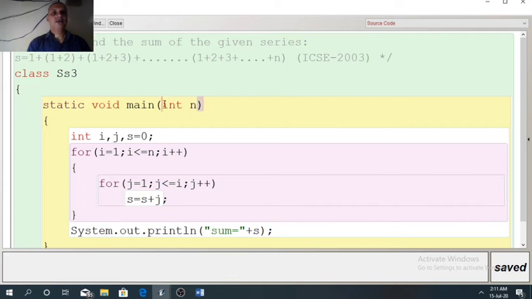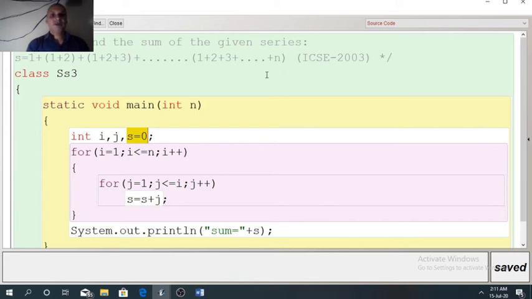First we need to take the value of n from the user. Here two loops are required, outer loop and inner loop. So i and j control the outer loop and inner loop. s will store the sum. Since all the terms of the given series belong to integer type, that is why int s equal to 0 should be declared.